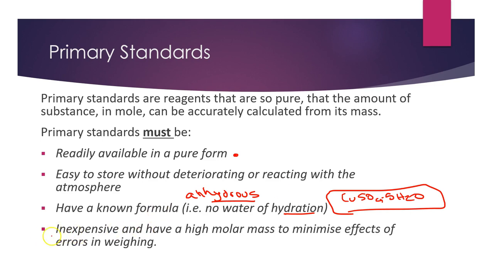And usually, because we're going to be using them quite a lot, they need to be inexpensive with a high molar mass so that we're not weighing out very small masses when we're trying to make a reasonable concentration. Okay, generally we want to be weighing about 1 gram or 2 grams because that's a nice easy amount for us to be able to weigh out with our clumsy fingers. We don't want to be weighing out like 0.01 grams in order to get a 1 molar solution or something like that. Okay, so it's got to have a high enough molar mass that we can weigh it out easily.